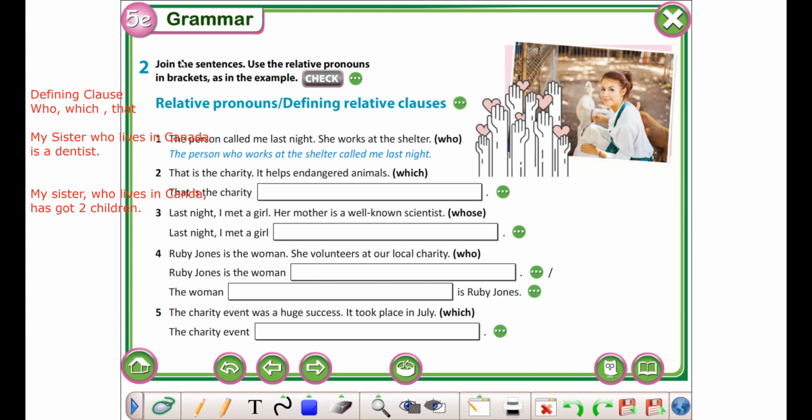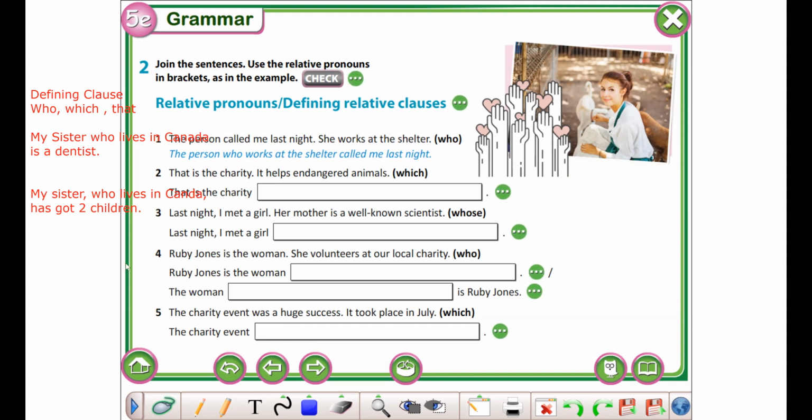Okay, so can we start reading this exercise and say how to paraphrase these sentences? The first one is, the person called me last night. She works at the shelter. So we can say the person who works in the shelter called me last night. Can you try the next one, Dimitar?